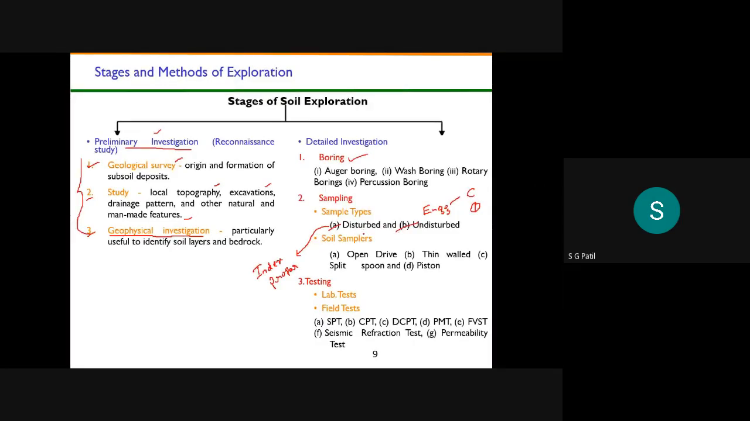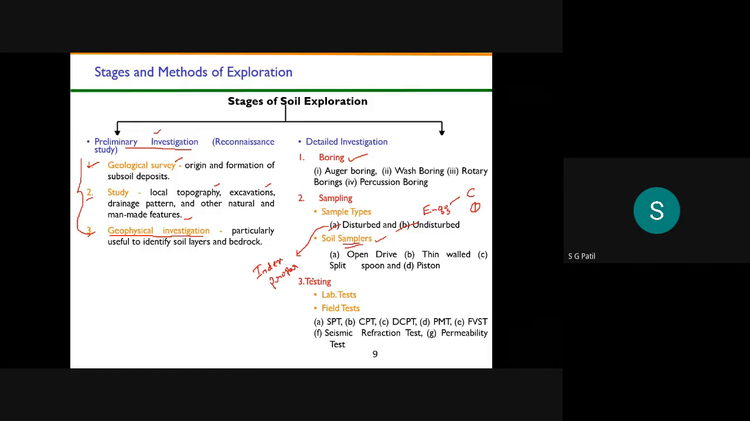Also, how to obtain these disturbed and undisturbed samples. To obtain these samples we have some samplers, like open drive and thin walled. Depending on the wall thickness of these samplers, we will define whether the sample is disturbed or undisturbed. Everything we will discuss in detail in coming classes.